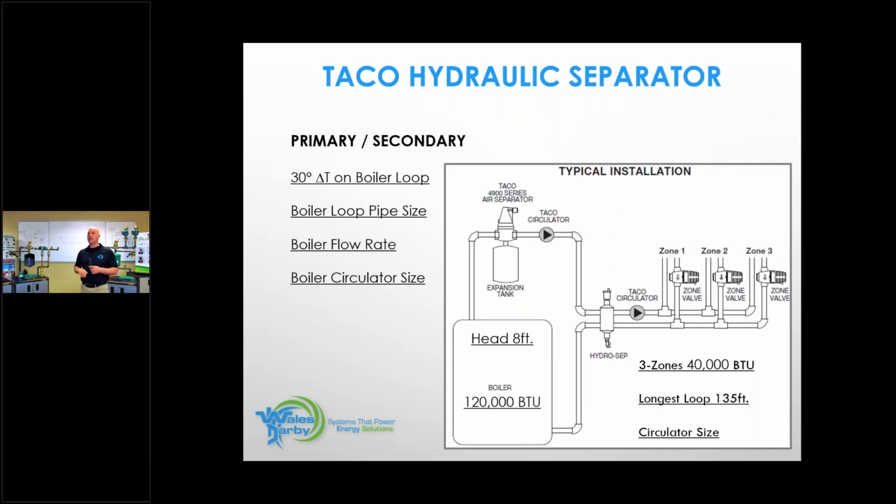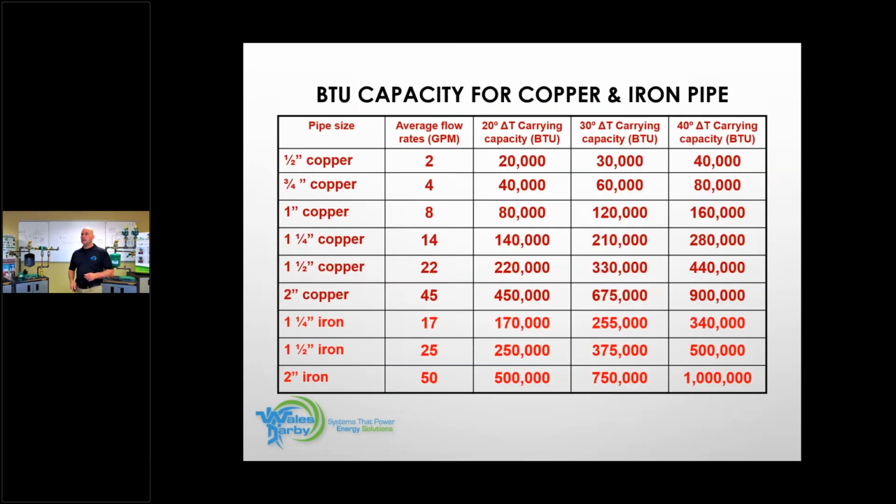The air separator that's on the boiler side is going to take care of any of the air that might be in the boiler or work its way back to the system. Any of the system air may get caught in the hydro separator and eliminate it there. In this photo, they're just using it for hydraulic separation.